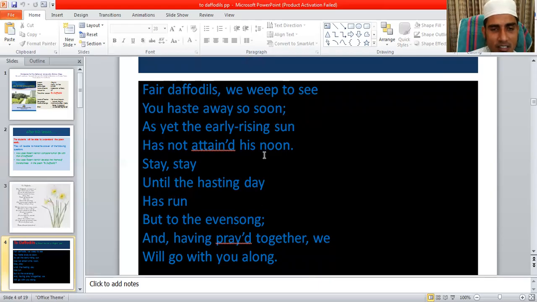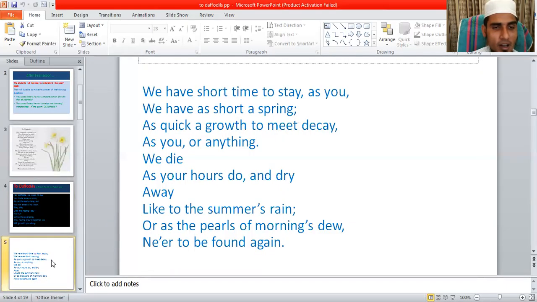So in the first section of the poem, we find that the poet presents the short duration of the daffodil flower. The daffodil flower starts its journey in the very beginning of the day. After blooming, it is ready for dying. So in this way, the poet makes a request to the flower to stay, but it is quite impossible for the flower to stay. But he says that we have a short time. So in this way, we find a similarity starts. The poet starts a similarity. Here the poet says that we human beings also have a short time to stay, as you.